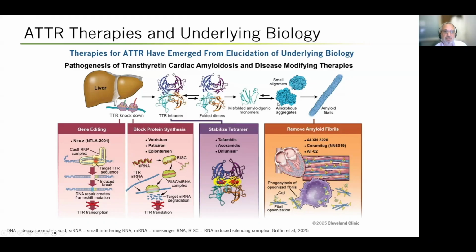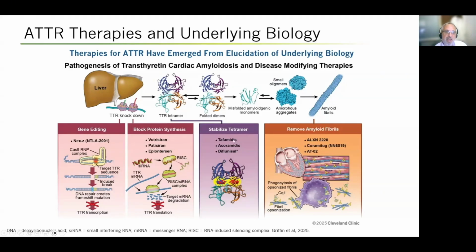So again, TTR is a protein predominantly produced in the liver. Here's its tetrameric structure, falling apart into pieces and forming the amyloid fibrils. There are strategies to knock down or silence TTR. Gene editing is experimental and in trials, but there are agents that have been approved: Vutrisiran, Patisiran, and Eplontersen, all silencers. The only one that's approved for cardiac disease in isolation is Vutrisiran at this point, whereas Patisiran and Eplontersen are approved for neuropathy with or without a cardiomyopathy, but you have to have a neuropathy.